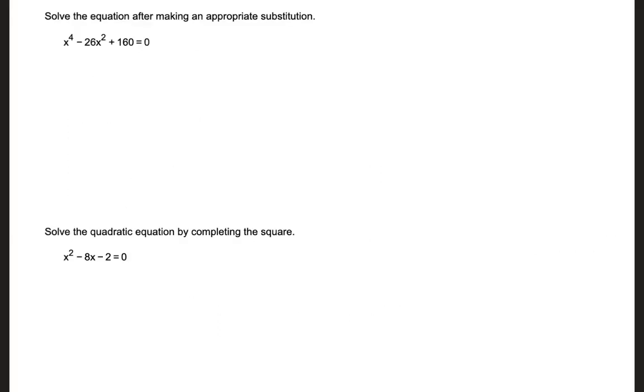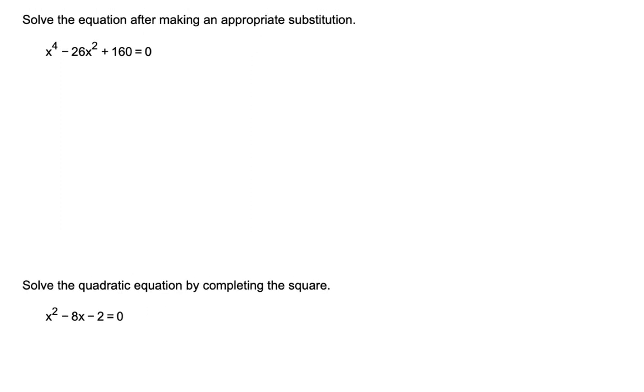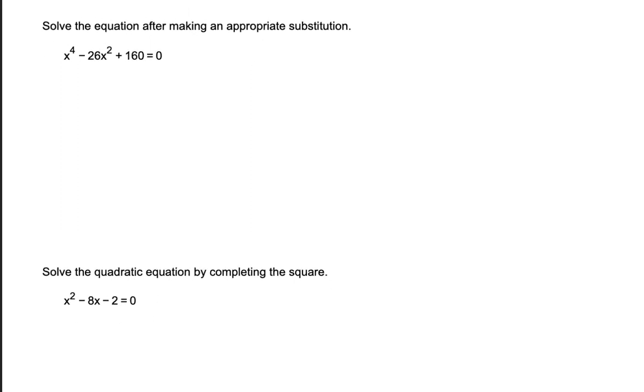Let's keep going. Solve the equation after making the appropriate substitution. This is the direction they'll give you, but we're actually not going to do the substitution. We're only going to look at one kind here. When you have the x to the fourth, there's lots of different ways of working these, but for time's sake, we're only looking at one of these kinds. The way we can work this one, we can actually factor it, which is nice. We don't have to do substitution.